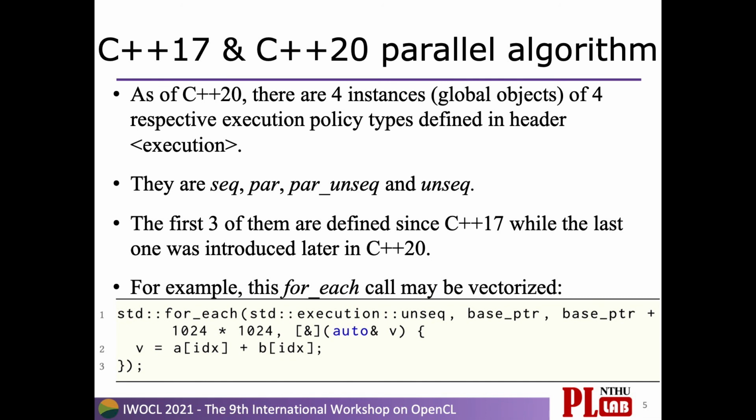So as of C++20, there are 4 instances of 4 respective execution policy types defined in the header execution. They are seq, par, par_unseq, and unseq. The first 3 of them are defined since C++17, while the last one was introduced later in C++20, and the last one is our focus. For example, this for_each call may be vectorized. Note that the first argument is unseq.